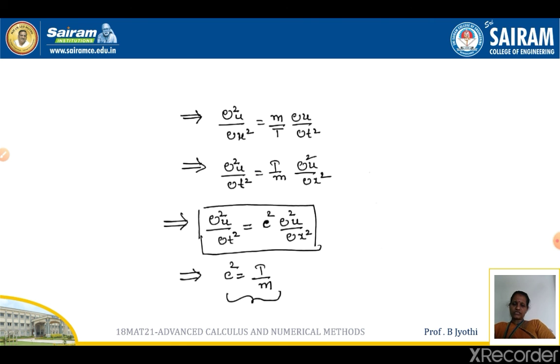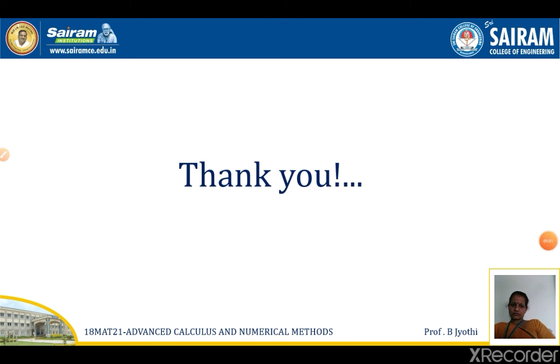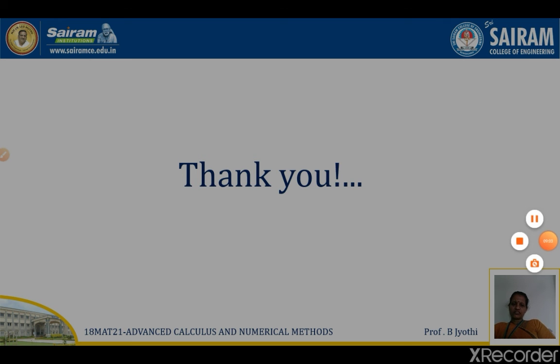∂²u/∂t² is equal to c² into ∂²u/∂x², where c² is T by m. So that's all. This is the wave equation derivation we have.